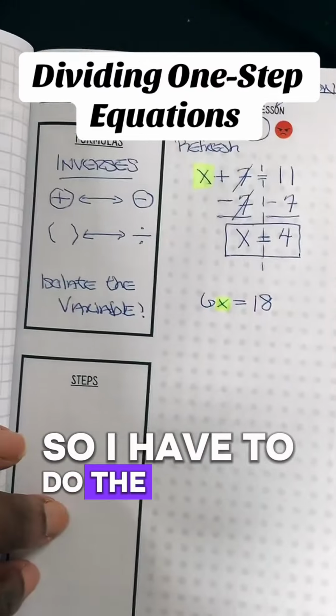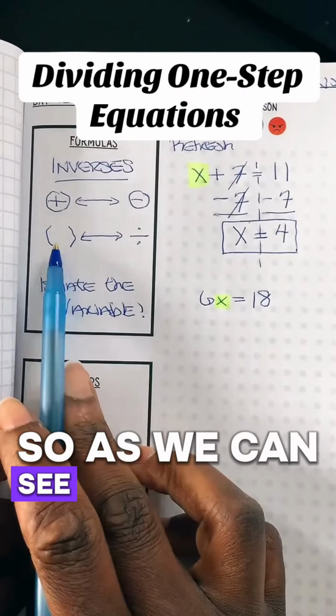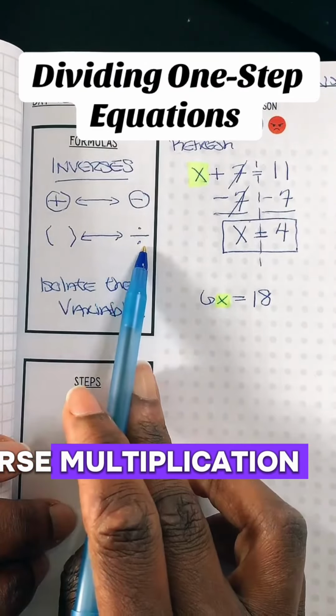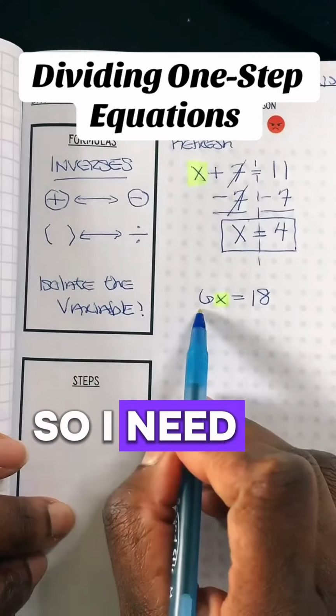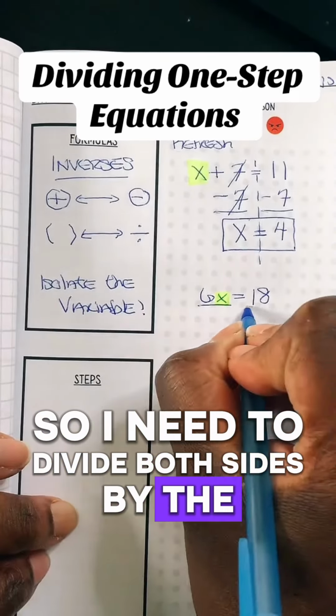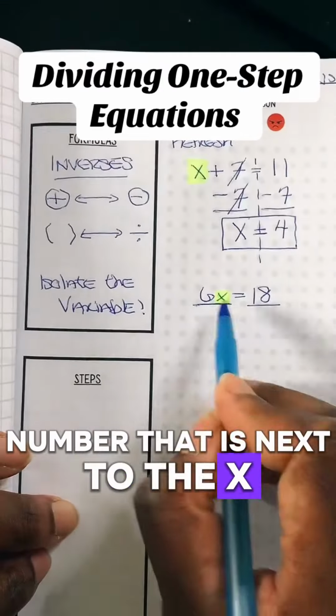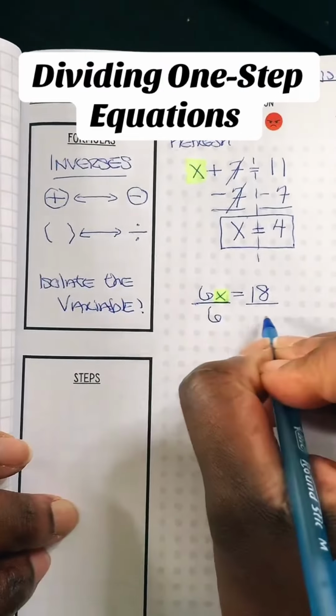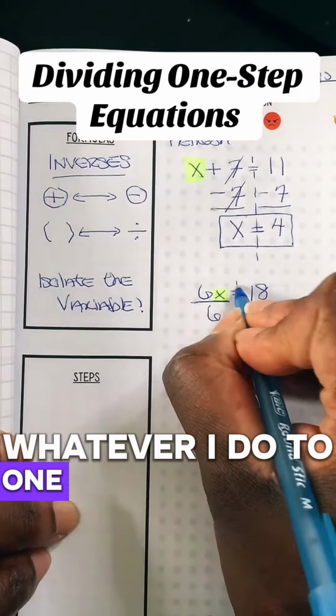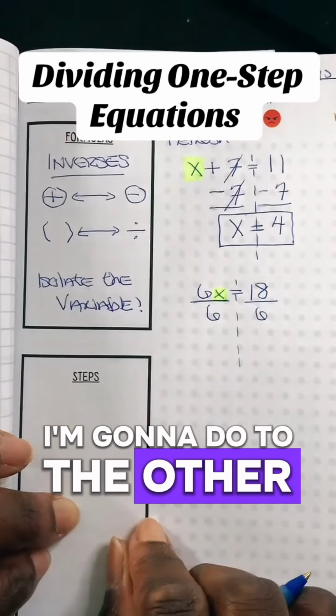So I have to do the opposite. As we can see, the inverse of multiplication is division. So I need to divide both sides by the number that is next to the x, which in this case is 6. Whatever I do to one side of the equal sign, I'm going to do to the other.